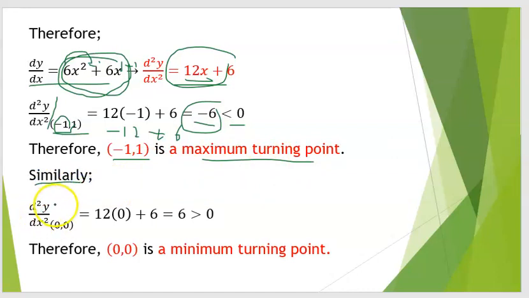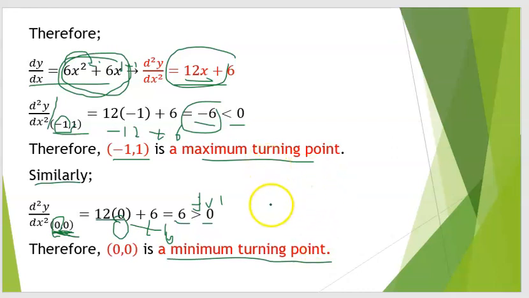Similarly, we can also look at the second one. The second differential at 0, 0. Remember the second turning point was 0, 0, so x is 0 here. We can substitute 0 here. So 12 into 0 plus 6 will be 0 plus 6, which reduces to 6. And 6 is positive, that means 6 is greater than 0. Because 6 is greater than 0, that particular point is a minimum turning point. So we have classified those turning points as either maximum or minimum.